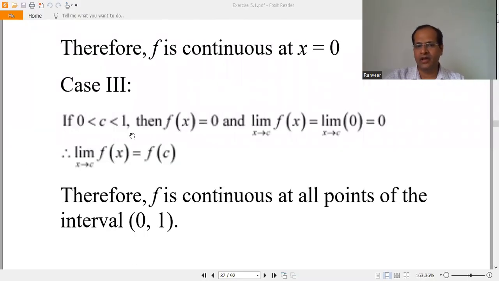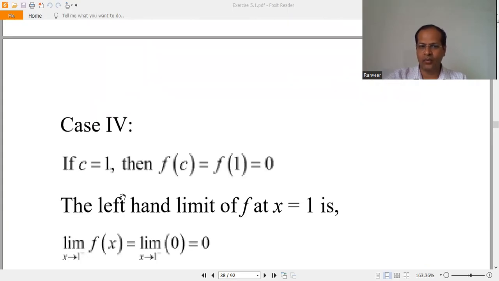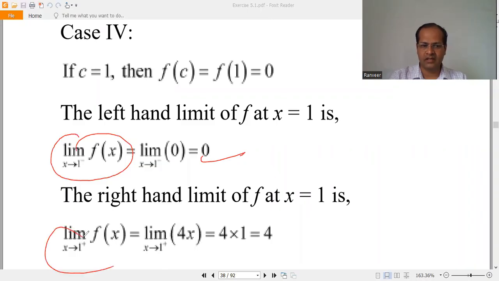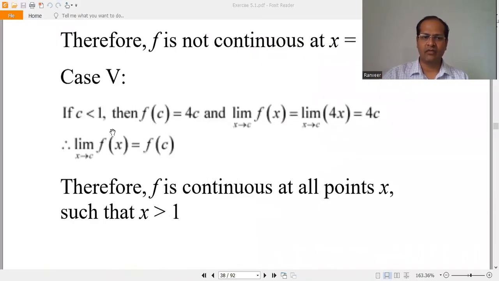Now from 0 to 1, there is a single value, that is 0, and the function is continuous at all points between 0 and 1. At the point C equal to 1, the 1 minus value is 0 and the 1 plus value is 4, so definitely this is discontinuous. For C greater than 1, there is only one single definition, so limit x tending to C of f(x) equals f(C), so it is continuous for all points x greater than 1.